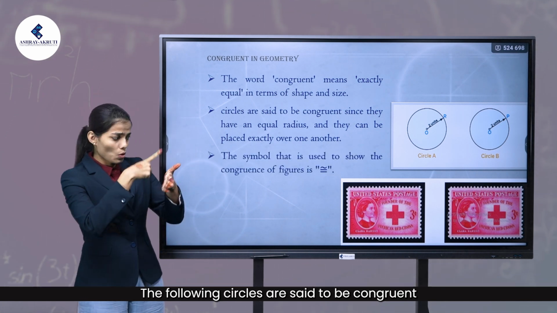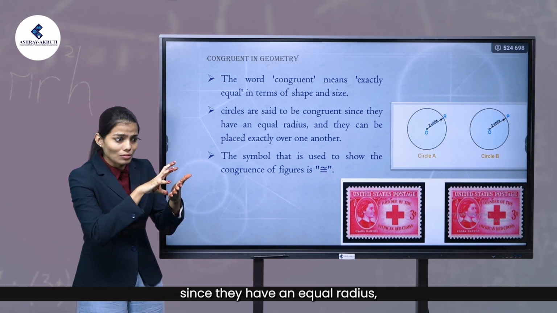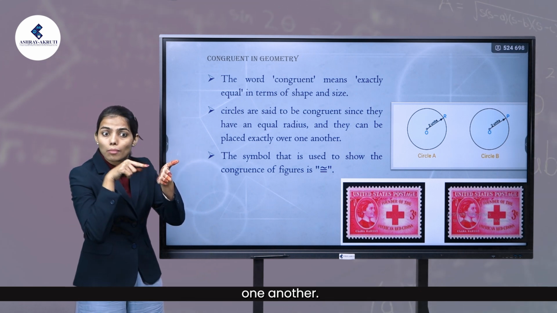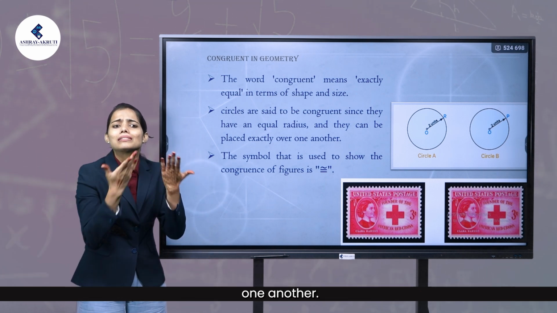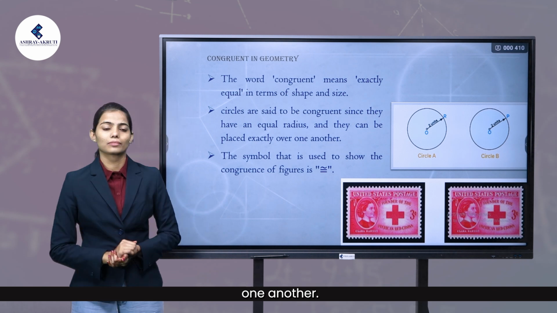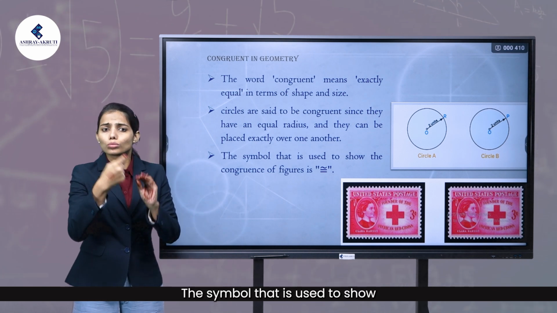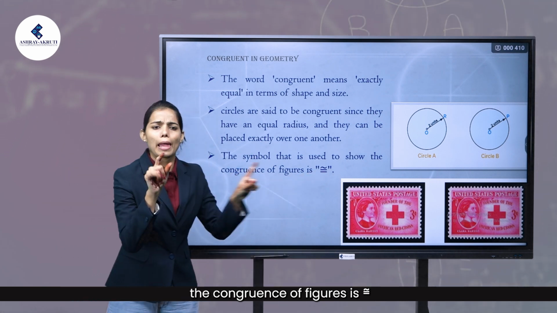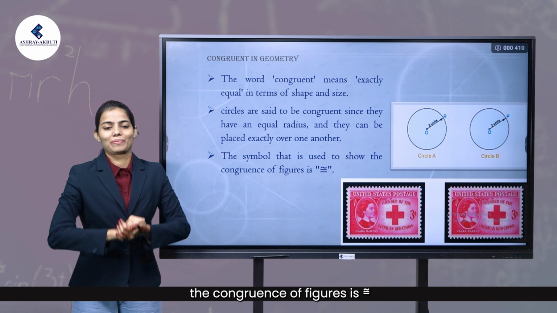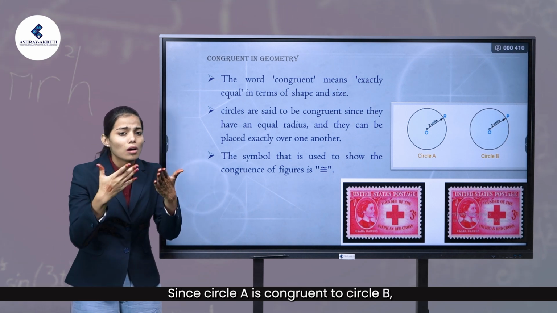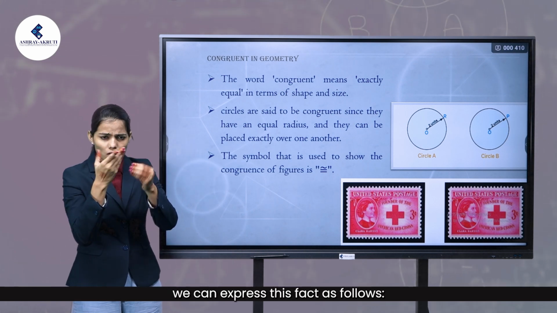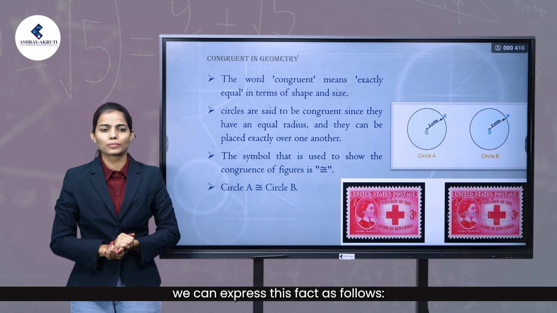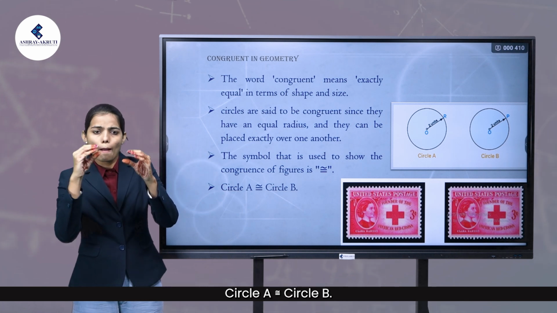The following circles are said to be congruent since they have an equal radius and they can be placed exactly over one another. The symbol that is used to show the congruence of figures is congruent. Since circle A is congruent to circle B, we can express this fact as follows. Circle A is congruent to circle B.